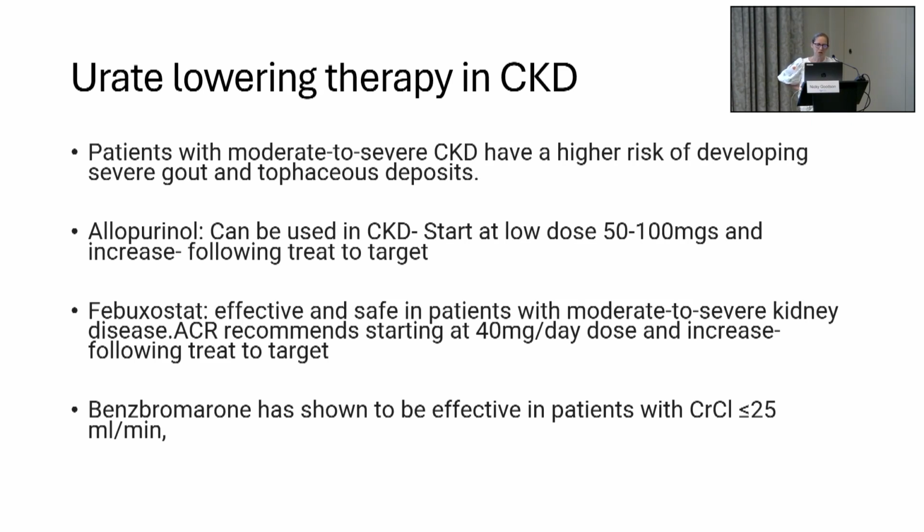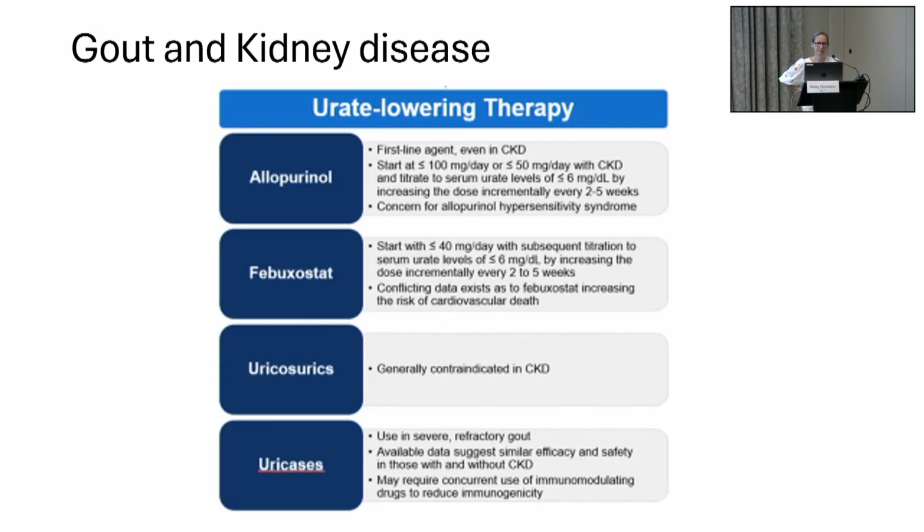And benzbromarone, again, I mentioned this is a drug we use in hospital that can be used in patients even with quite impaired creatinine clearance. So it can be an option to refer in for difficult to treat gout. And this is again from that same paper summarising urate lowering therapy in chronic kidney disease.